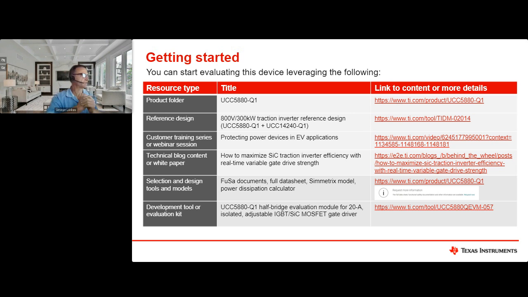But the package size is a 32-pin SSOP, and it's a 7.5 by 10.5 millimeter package with over 8 millimeters of creepage and clearance. And we're planning to reuse this package for roadmap products because it's working very well for us as well.